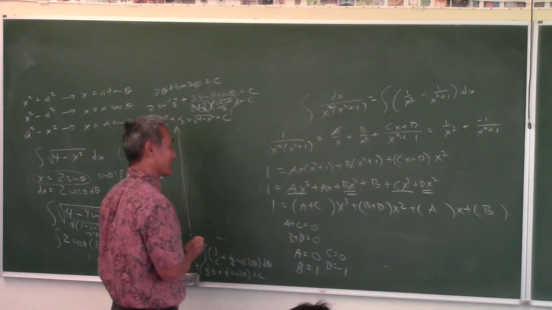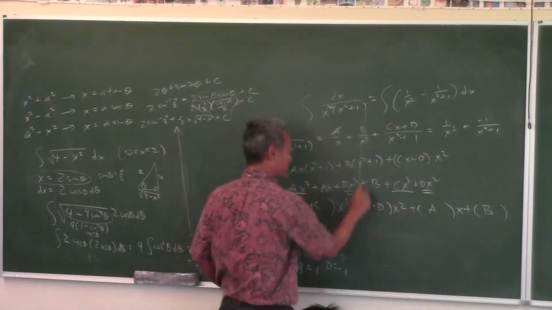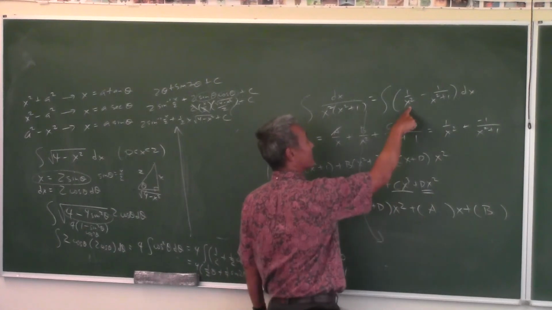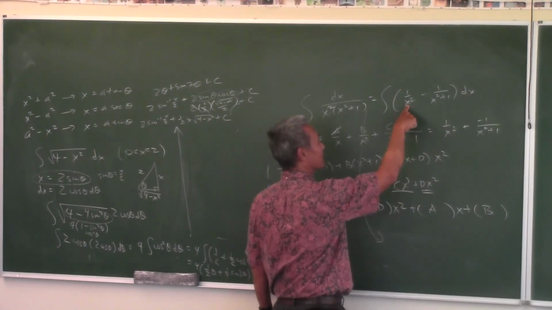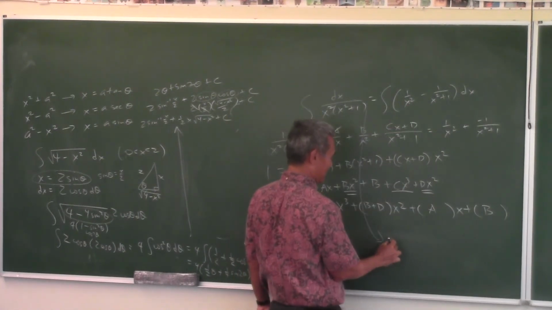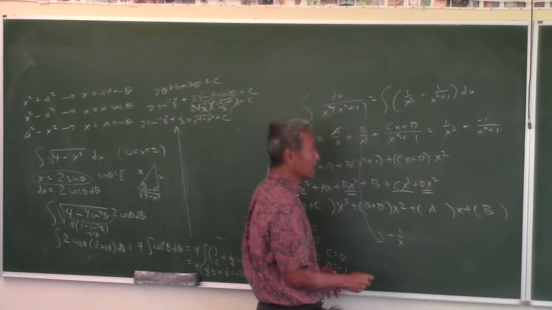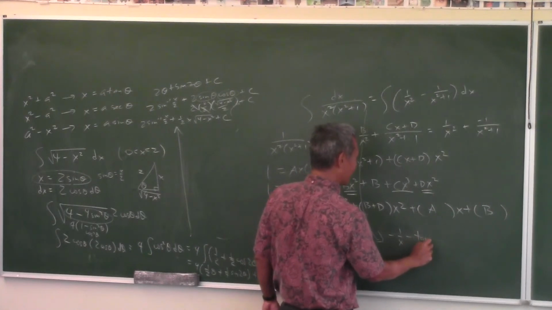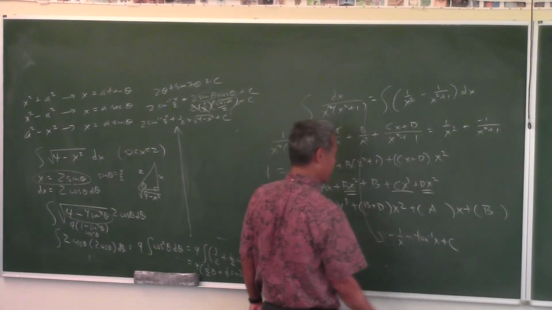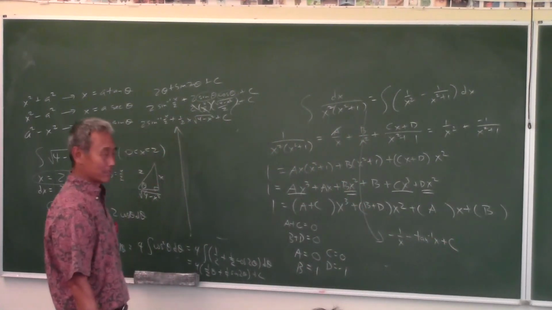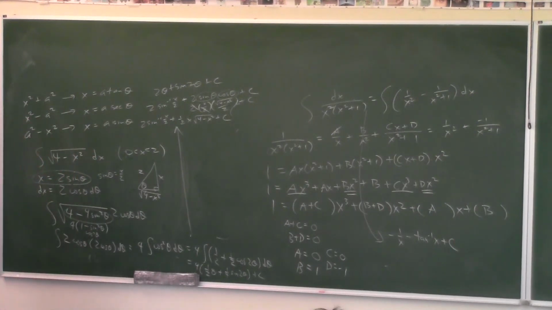So what's the final answer then? Let's write the answer down here. Come on, these are both on the list. Negative 1 over x minus tan inverse x plus c. That's too simple for you guys. Don't worry, I'll challenge you on the test.